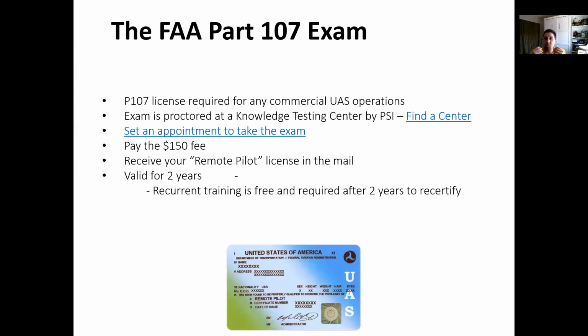So what is this FAA Part 107 license? Well, there's an exam, okay? It's essentially passing an exam. And once you pass this exam, you get your FAA drone license. Part 107 or P107 is what it's most commonly referred to as. And this is necessary for any commercial or professional UAS operations, okay?